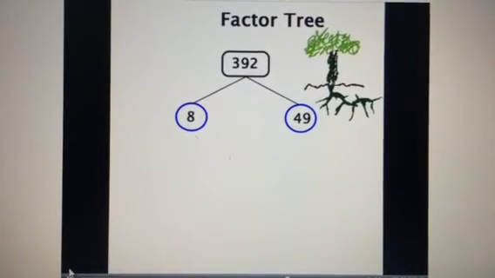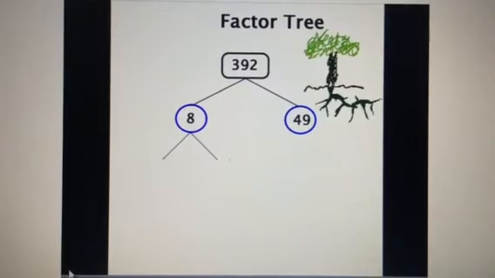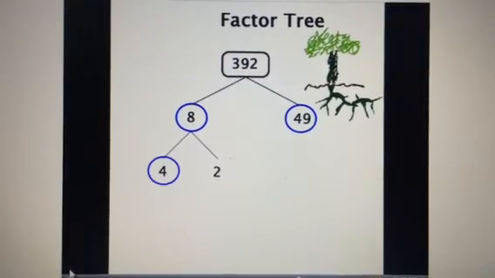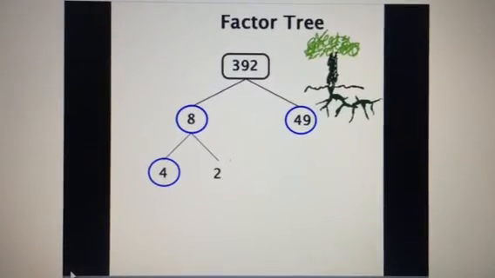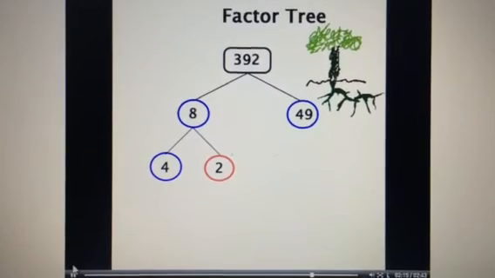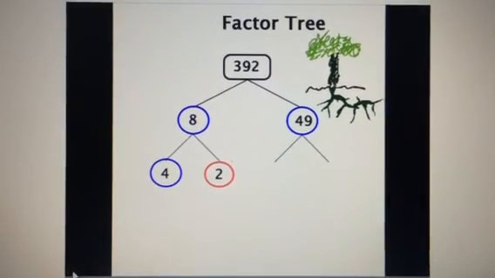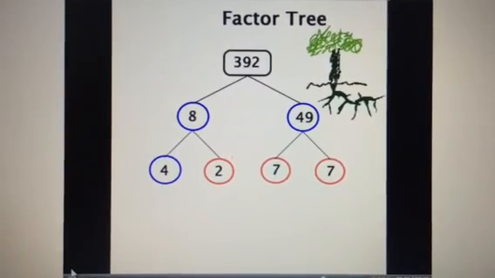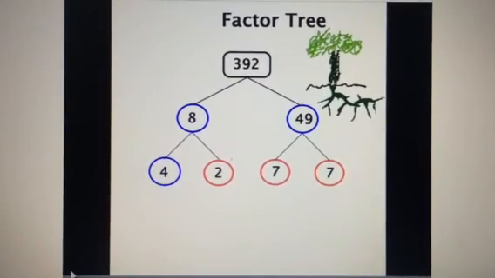So let's start with 8. 2 factors of 8 would be 4 and 2. So 4 we can factor down even further, but 2 is a prime number, so we'll leave that one alone. Now we're going to quickly go over to the 49 and factor that down. So 2 factors of 49, 7 and 7, both prime numbers, we can leave them alone.